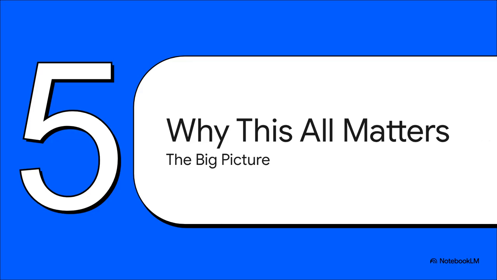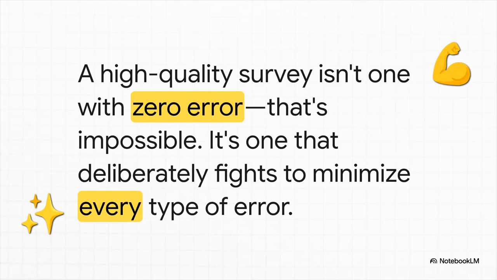Okay, so we've gone through coverage, sampling, measurement, non-response. We've seen all these different landmines a survey can step on. So what's the big takeaway here? Why does wrestling with all these different types of error actually matter? And this right here is the single most important idea to take away from all of this. A good survey is not one that has zero error. That's impossible, that's a fantasy.